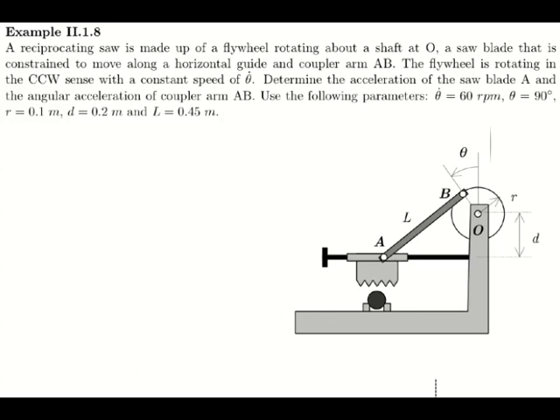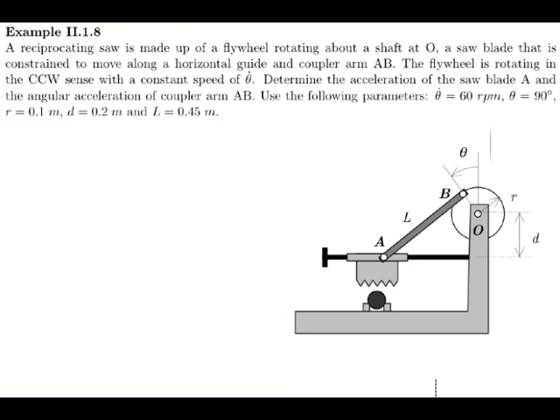There's a coupler, AB, which goes from the circumference of the flywheel over to the saw blade there at A, and the saw blade A is constrained to be moving along a horizontal line. So what we want to do is, with that known information, we want to end up with a number for the acceleration of the saw blade and the angular acceleration of the coupler arm AB.